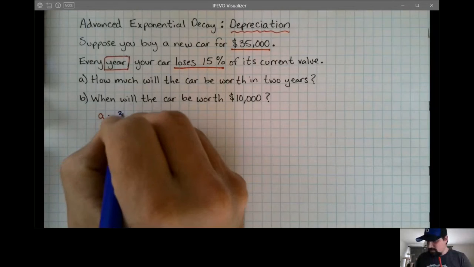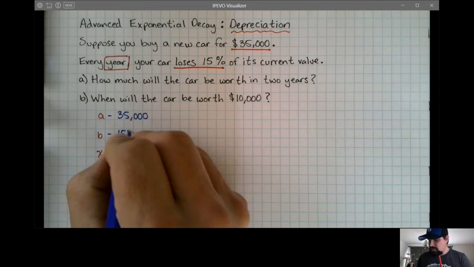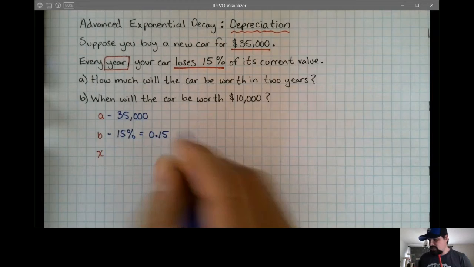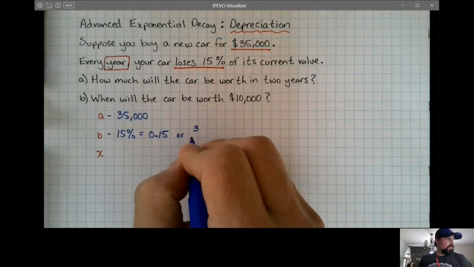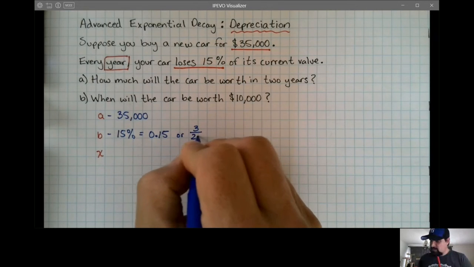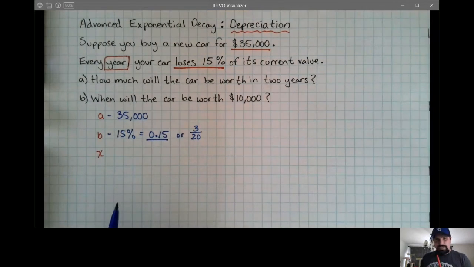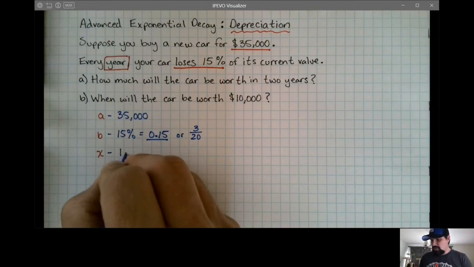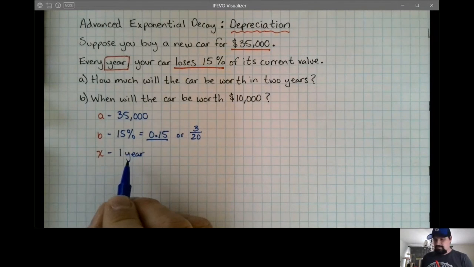A is 35,000. B is 15%, which will be 0.15 as a decimal, or 3/20 as a fraction. We will use the decimal version again because that is going to be more useful and easier to use. And X is our time period, which is 1 year. Whatever value X is, that's in years.